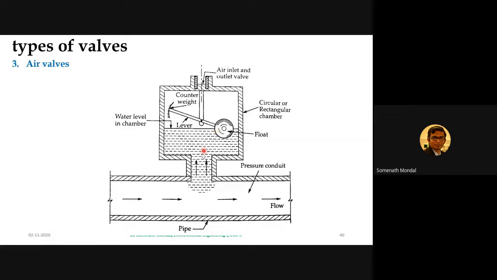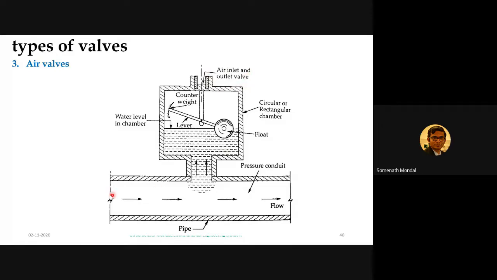Once you have water flowing in the pipeline under pressure, it will exert some pressure in the top tank, and if the level of this float is higher, and there is a counterweight, there will be a lever action, and because of that this connector rod will come down and ensure that the outlet is closed.